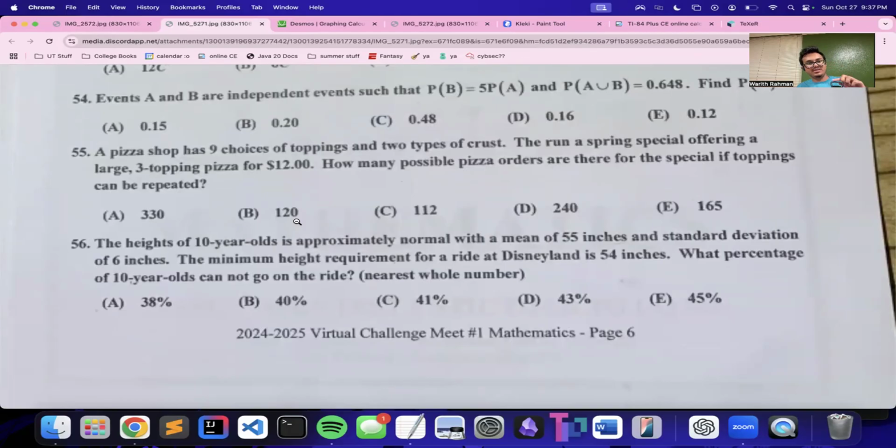Almost there. Mean of 55 inches, standard deviation of 6 inches.